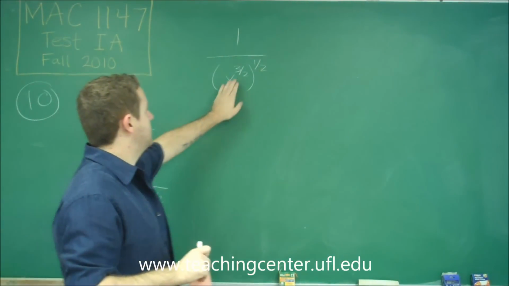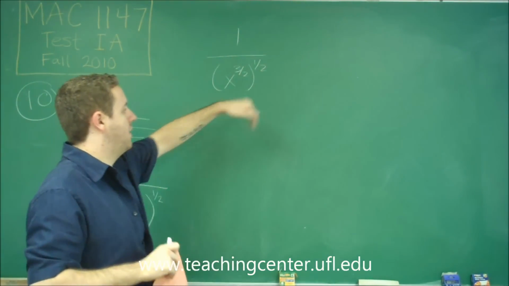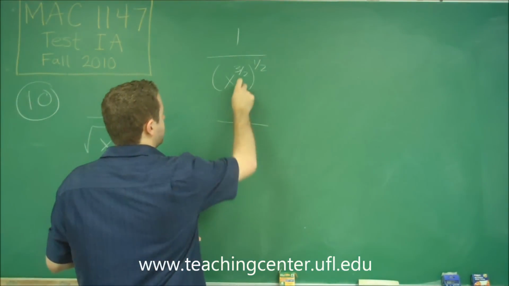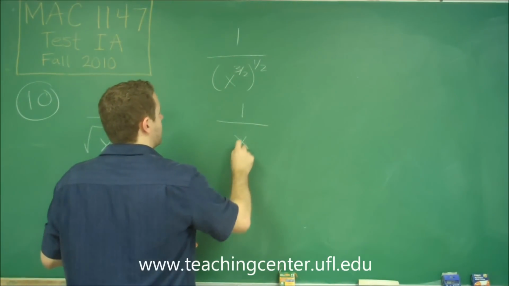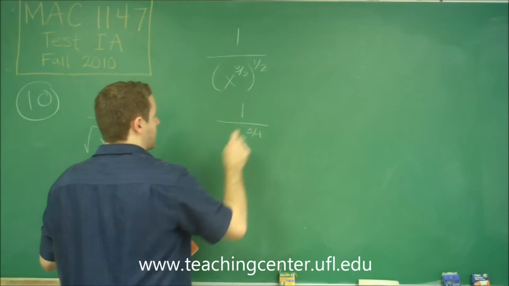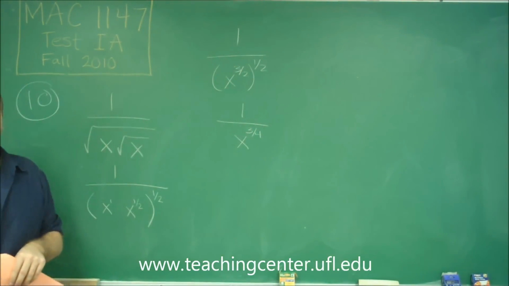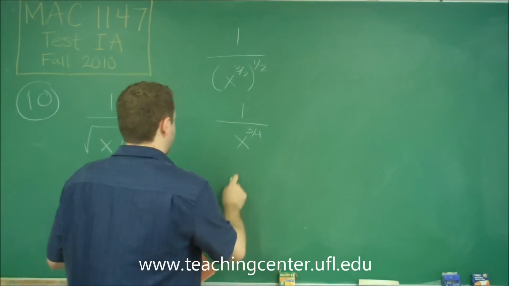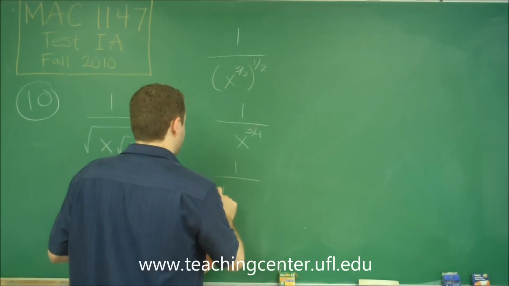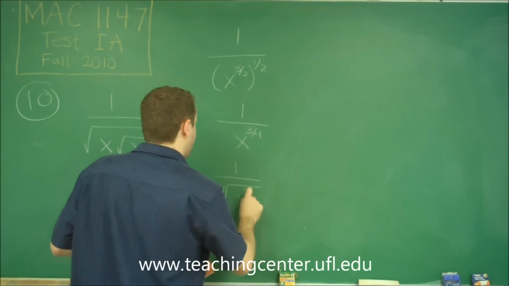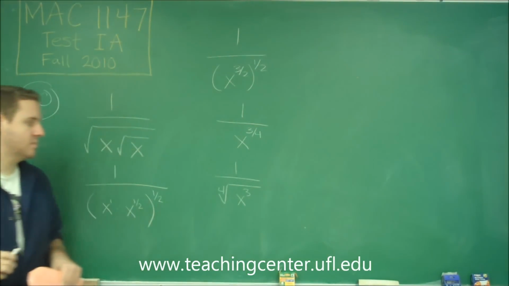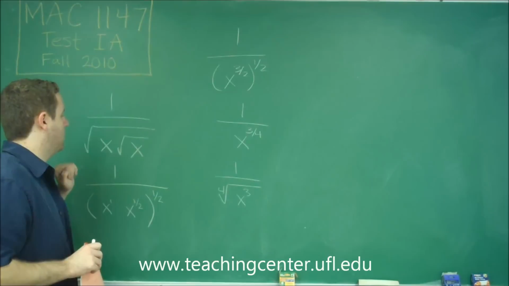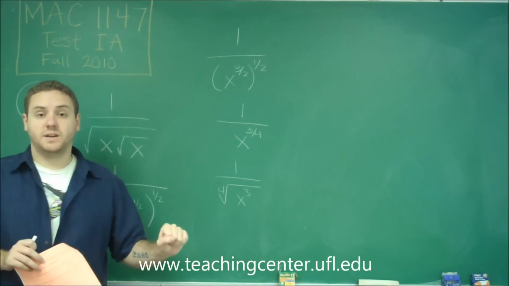And if we raise something that's a power to another power, we multiply those. So here we're going to get 3/2 times 1/2 is 3/4. Now you could write that as a radical as well. And in that case you would have 1 over the 4th root of x cubed. So this is combining it all into this, but what we need to do now is rationalize.